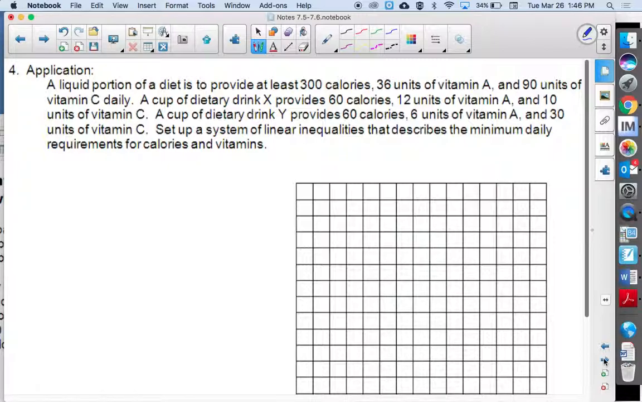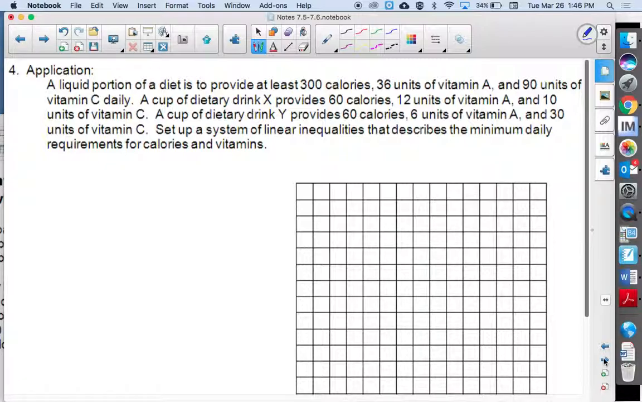36 units of vitamin A, 90 units of vitamin C. It says nothing about protein here, so just vitamins. You have a dietary drink, whatever X happens to be, gives us 60 calories, 12 of A and 10 of C. Dietary drink Y is again 60 calories, but only 6 units of A, and a lot of vitamin C, 30 units of vitamin C.